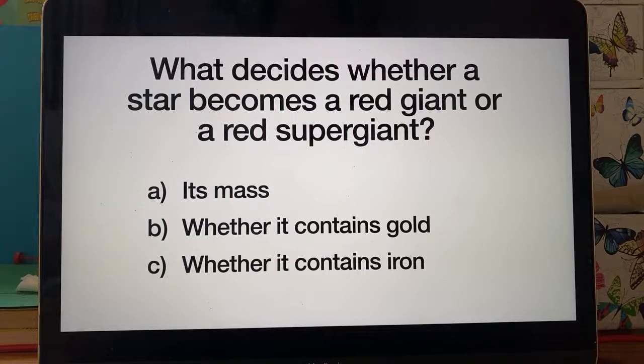The answer is, hopefully you got this one, its mass. Yeah, just its mass, not how big or small it is, how massive it is.